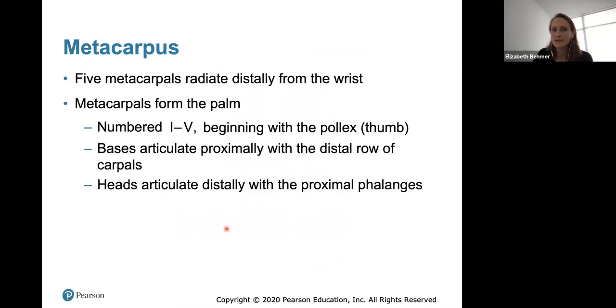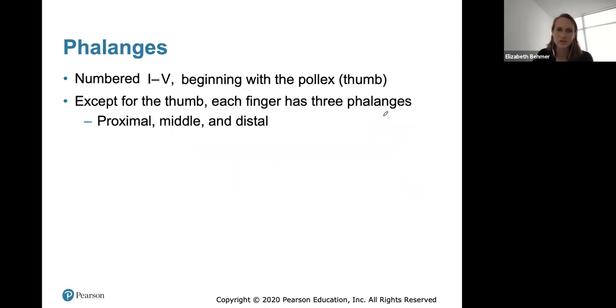The metacarpus then are the metacarpal bones that radiate from the wrist, and the metacarpal bones form the palm, and they're numbered with Roman numerals 1 to 5, beginning with the pollex, which is another word for thumb. So the pollex is number 1, and then so forth. And I'll show you what these look like.